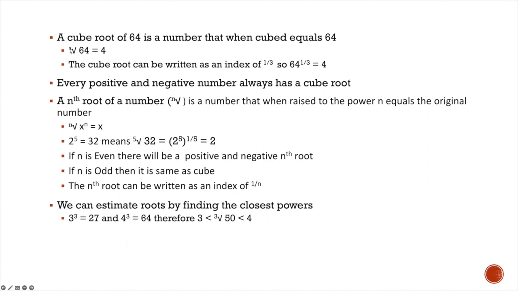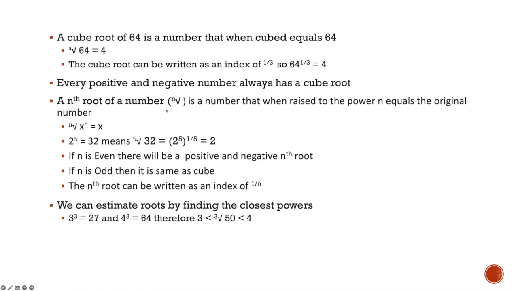A cube root of 64 is a number that when cubed equals 64. Cube root of 64 is 4 because we can write this as 4 to the power 3. The cube root can be written as an index of 1/3. So 64 to the power 1/3 is 4. Every positive and negative number always has a cube root.